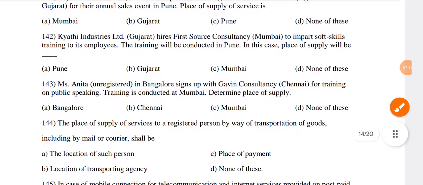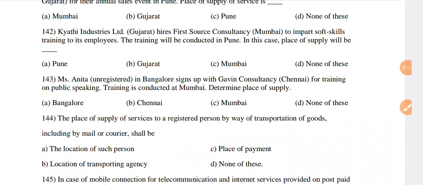Next question. Katyani Steel Industries Limited, Gujarat hires First Source Consultancy, Mumbai, to impart soft skills training to its employees. The training will be conducted in Pune. In this case, place of supply will be dash. Option A Pune, B Gujarat, C Mumbai, and D none of this. The correct option is B.